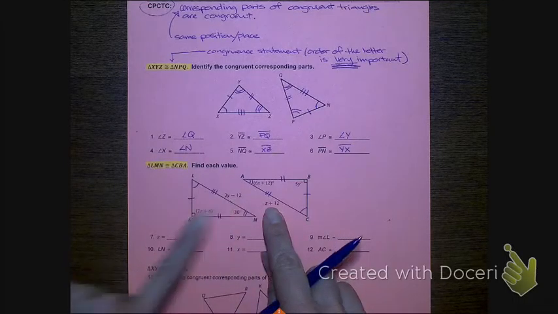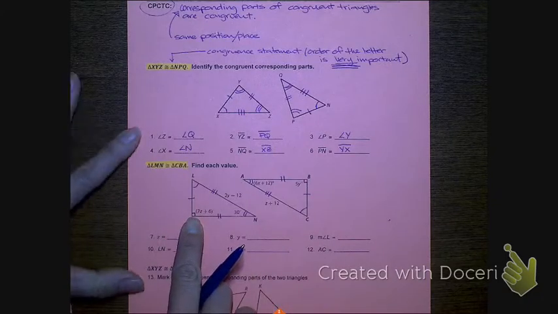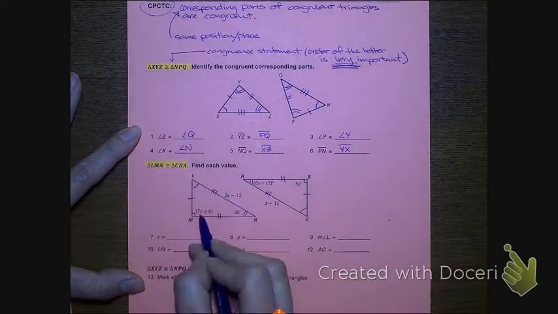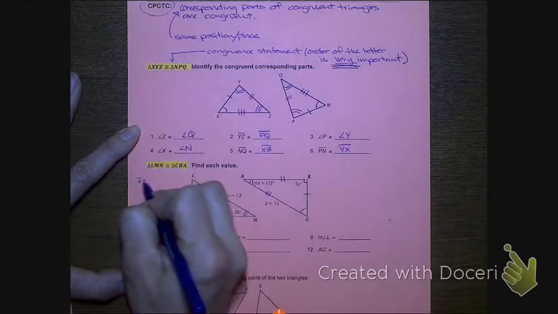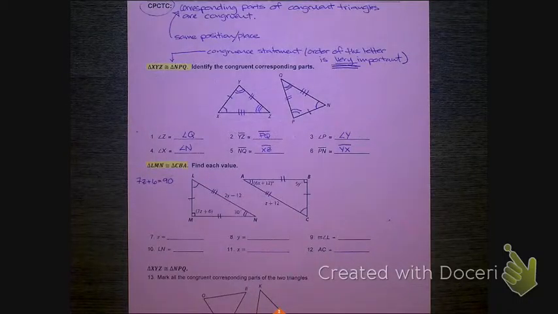No. I see this angle is equal to how many degrees? Could I solve that equation? Yeah, so let's set that up. This expression, 7z plus 6, is equal to 90. You guys solve it right now.